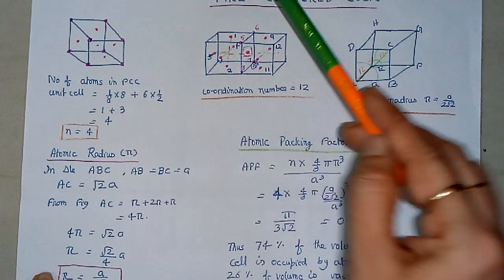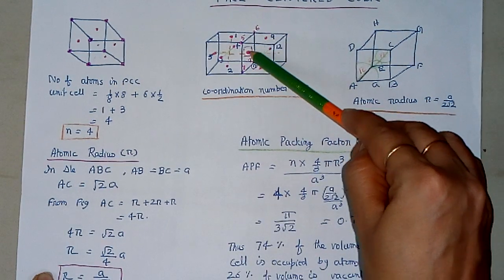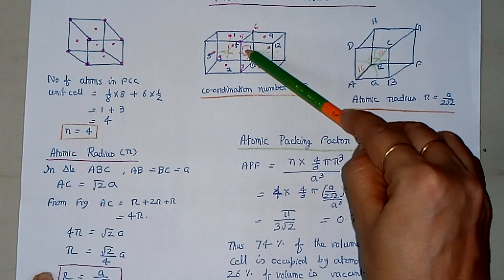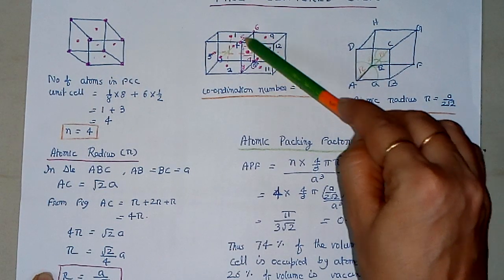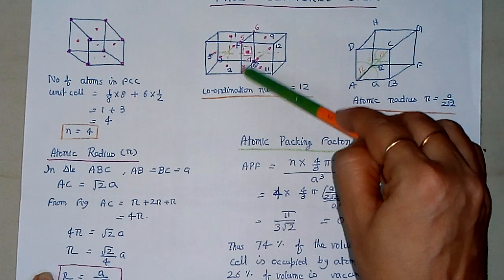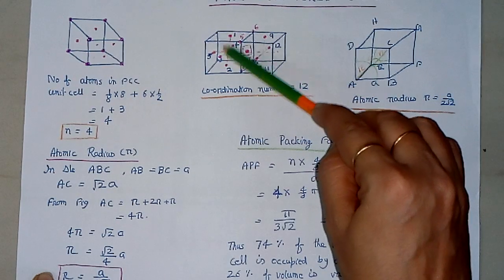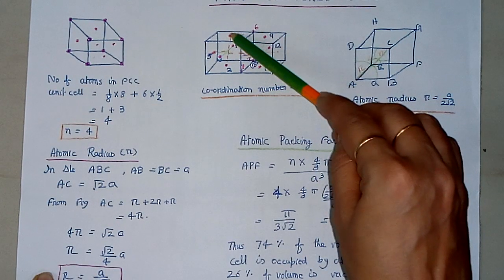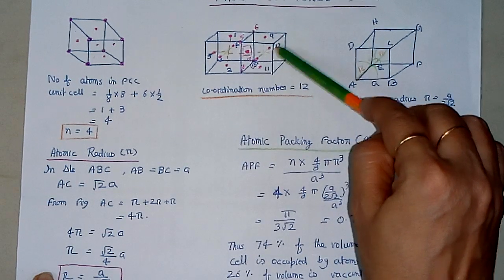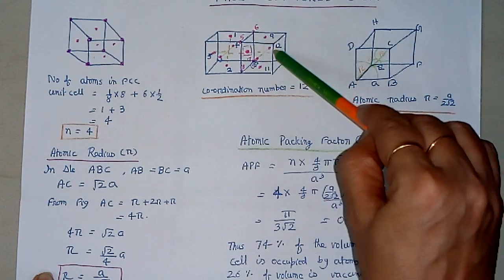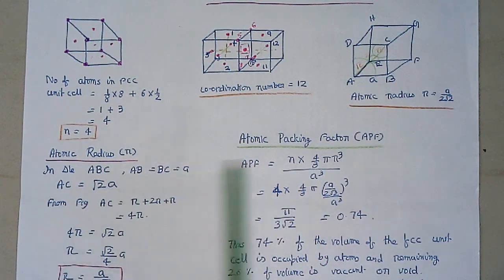Also, 4 corner atoms are neighbors of this atom. So this face center atom has 4 neighbors at the corners: 5, 6, 7, 8 are the 4 corner atoms for this face. And from this cube, for the face centered atoms, we get another 4, and here another 4, that is 4 plus 4 plus 4. So the coordination number equals 12 for this FCC lattice.